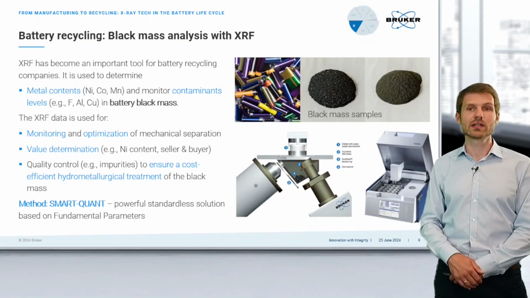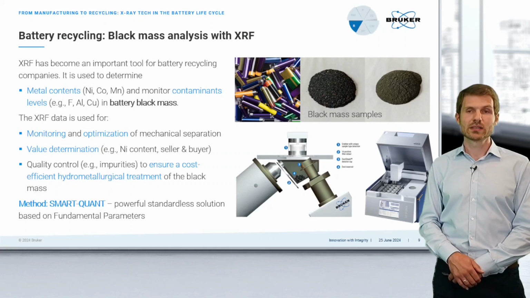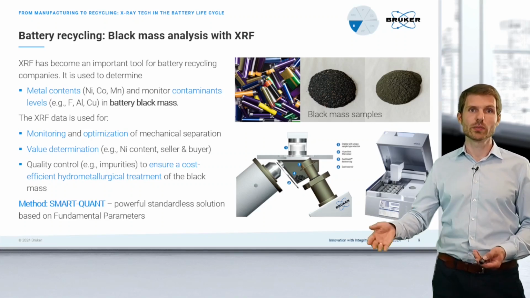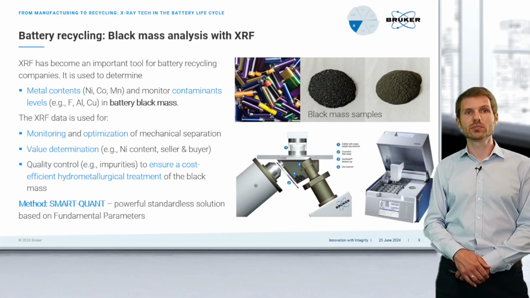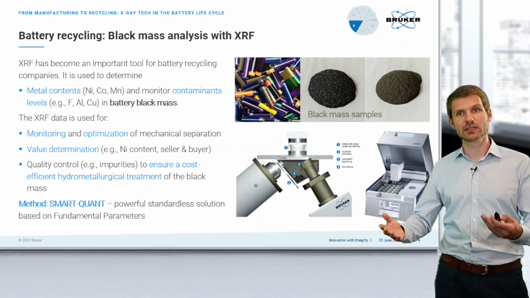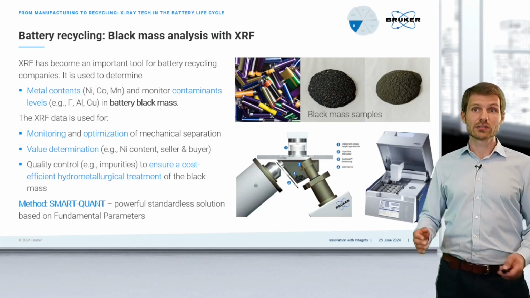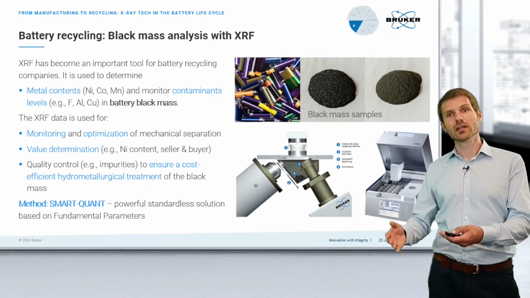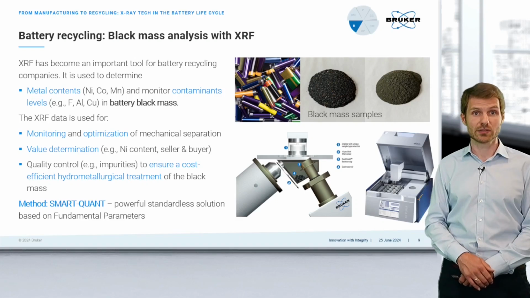XRF can help here quite a lot, and that is in the so-called black mass analysis. We measure the metal contents like nickel, cobalt, manganese, and also various contaminants, which include fluorine, aluminum, and copper, for example. So we measure the black mass purity, and this helps, for example, to monitor and optimize the recycling processes. It is also used for value determination, both for those producing the black mass and selling it, and for those receiving it.